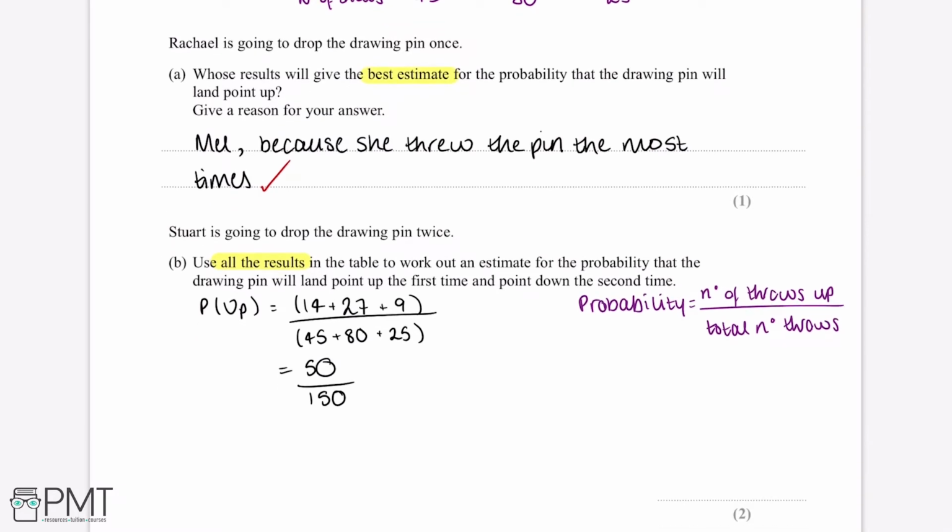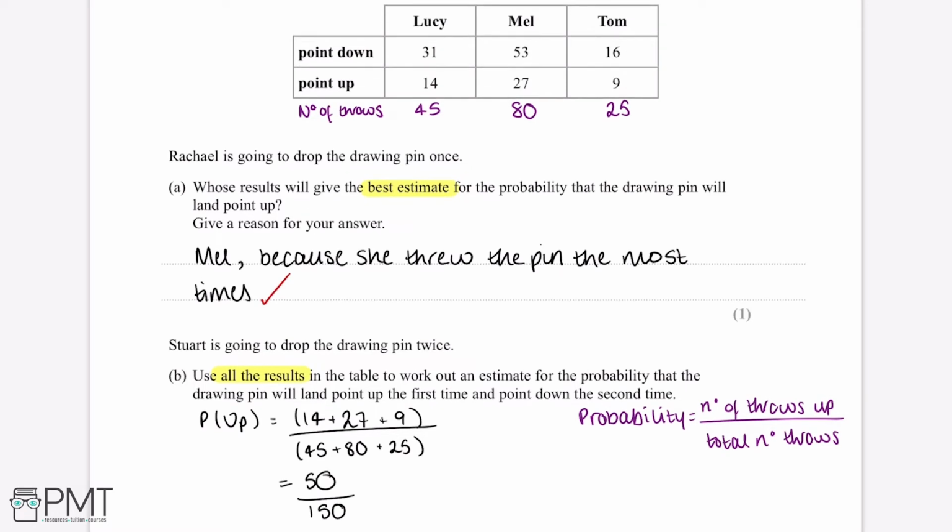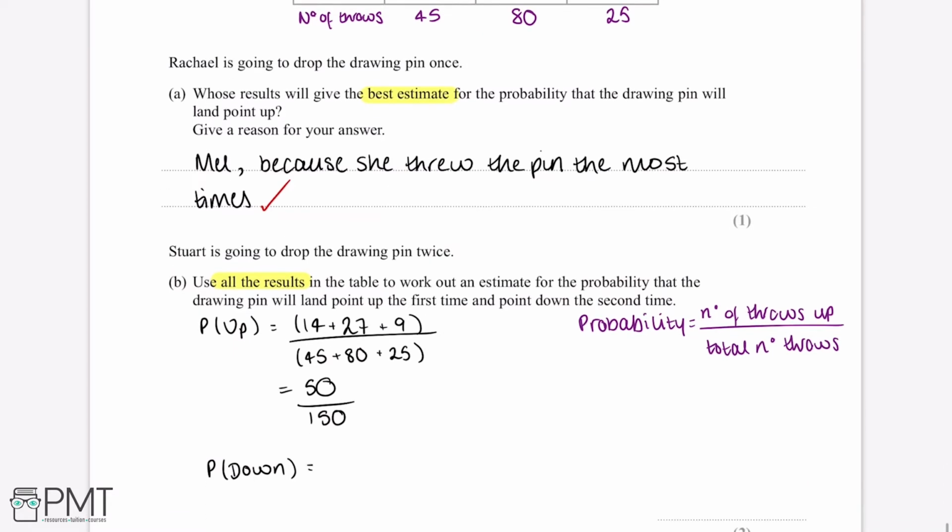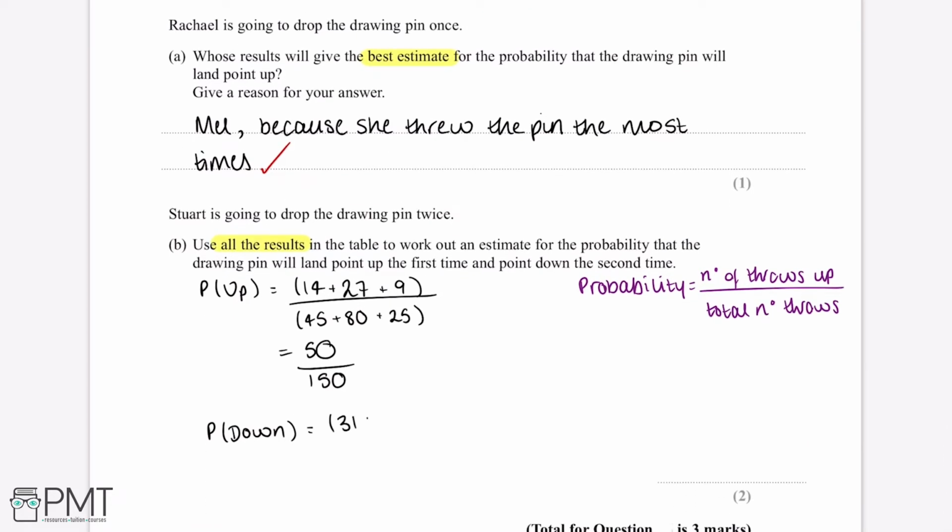And we can use the same process for the probability that the pin will land point down. So the pin landed point down 31 plus 53 plus 16 times. And the total number of throws is still 150. And again, if we simplify this down, this gives us 100 over 150.